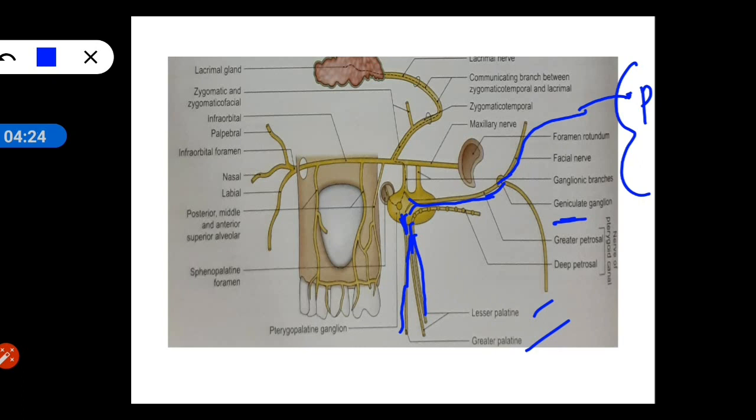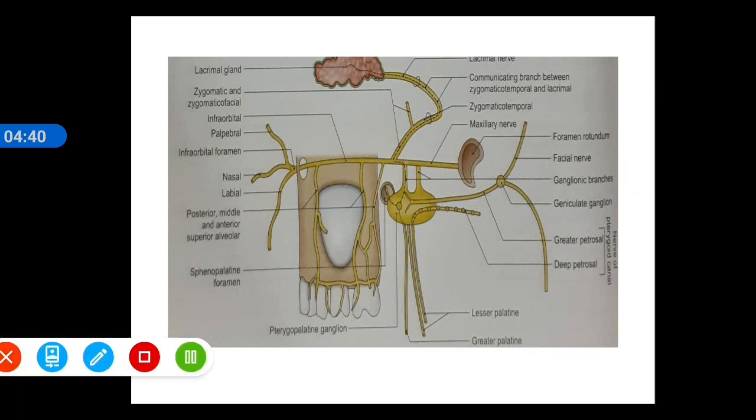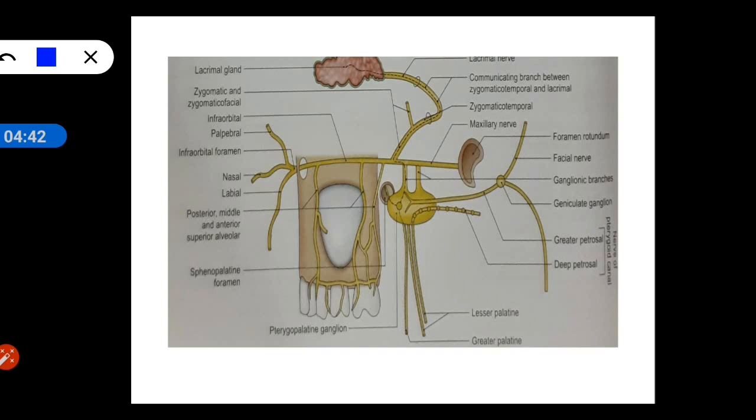So we have already discussed the motor supply. We have discussed how the secretomotor fibers reach the soft palate. Now we will discuss the sensory fibers of the soft palate. Sensation of the soft palate is carried mainly by the lesser palatine nerve and the glossopharyngeal nerve. We know that the general somatic sensation of the glossopharyngeal nerve carries sensation from the posterior one-third of the tongue, the tonsil, the soft palate, and also the oral part of the pharynx.